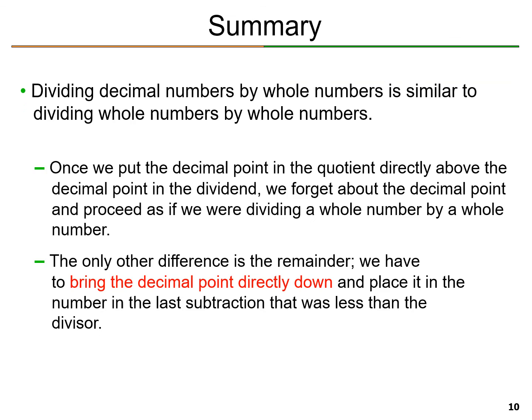Okay, in summary, dividing decimal numbers by whole numbers is similar to dividing whole numbers by whole numbers. Once we put the decimal point in the quotient directly above the decimal point in the dividend, we forget about the decimal point and proceed as if we were dividing a whole number by a whole number. The only other difference is the remainder. We have to bring the decimal point directly down and place it in the number in the last subtraction that was less than the divisor.